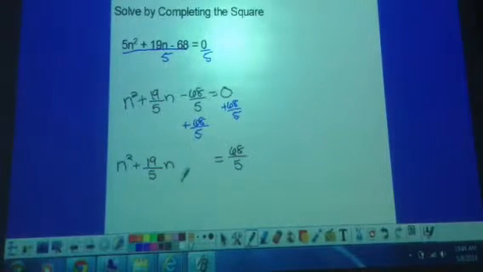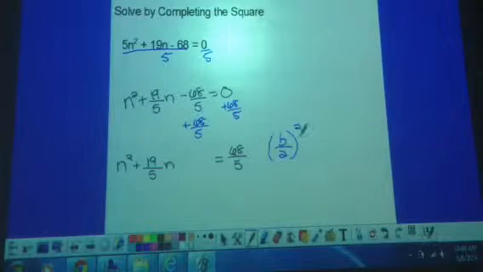So I'm trying to come up with the perfect value here to make this factor. So again, I'm still going to use that formula, even though these are fractions. I'm still going to use the formula (b over 2) squared. Okay? Now in this case, my b value is 19 over 5. I'm cutting that in half and squaring it. We're going to have to do a little bit of fraction work here.